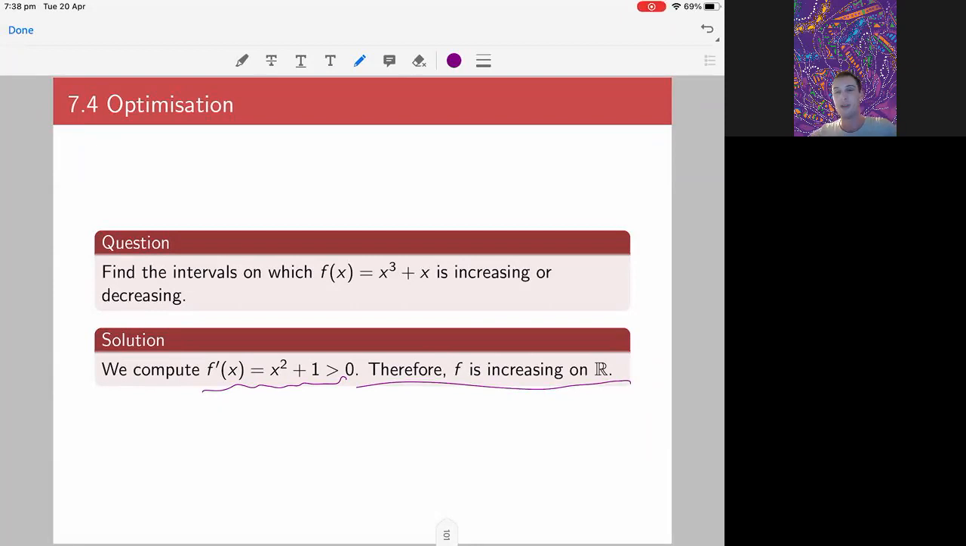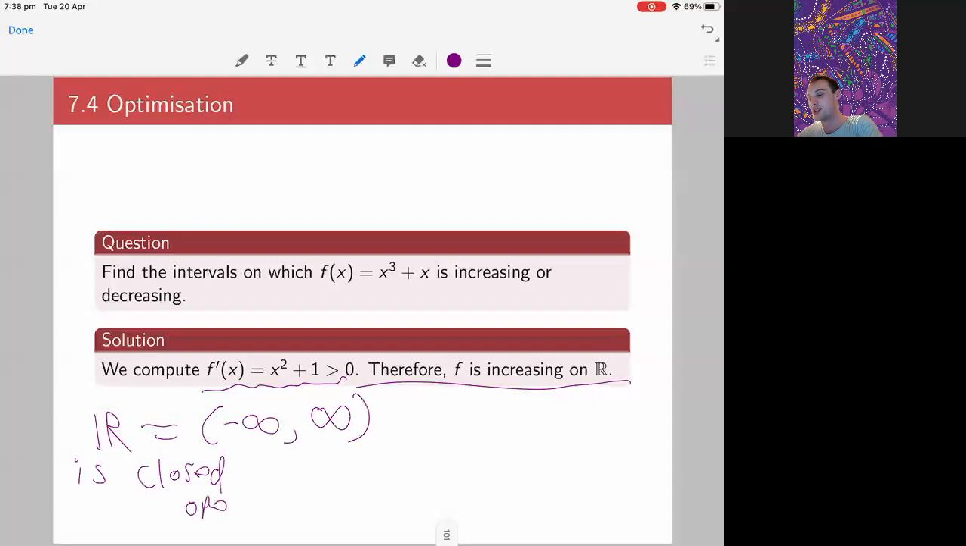It's increasing on the interval R. Now I know technically speaking we only defined increasing and decreasing on closed intervals, but R, even though it's defined to be the interval from minus infinity up to plus infinity, it turns out that it's both closed and open. So we can think of this R as both a closed and an open interval.